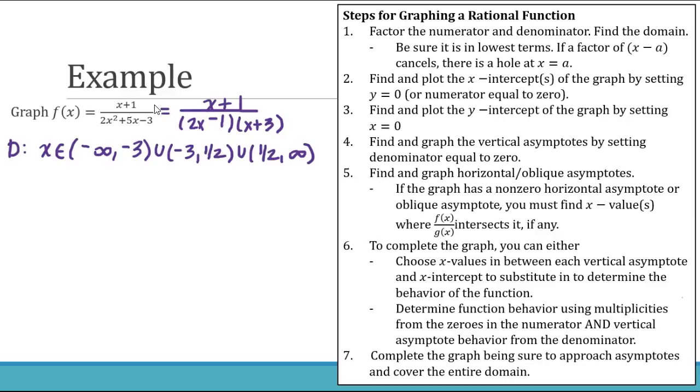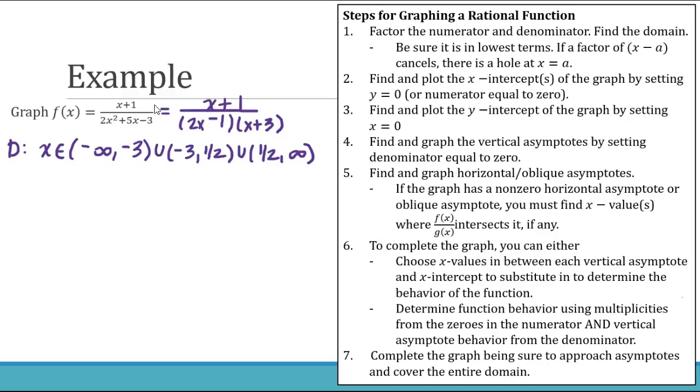So we want to get to a point where we can look at the factor and just think about the value that makes it equal 0. So this one would be 1/2 and this one would be negative 3, and we're simply removing those values. Now, the factored version is in lowest terms, so we don't have to worry about the second part.